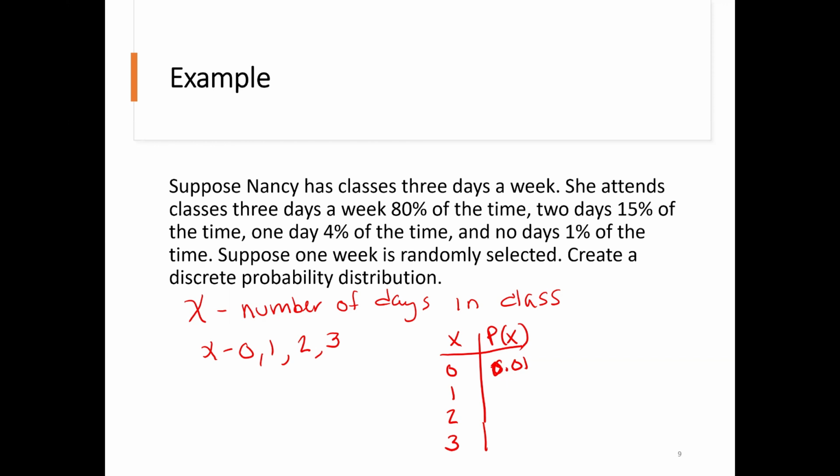So what was the 1? 4%? And 2, was that 15%? And 3, was that 80%? Does that add up to 1? Yep. So that is the discrete probability distribution that describes Nancy's class habits.